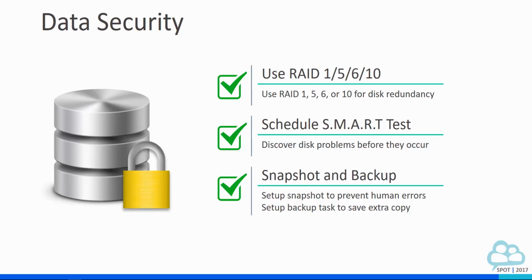I'll also show you how to schedule smart testing to make sure that your hard drive health is monitored. After that, we'll get into snapshotting and backing up your system. It's one thing to have hard drive redundancy, but a true backup should live off-site. That way, in the event of a primary site meltdown, you can always recover your data from a separate geographical location. Snapshotting is also a great way to roll back from human errors. Let's go into DSM and take a look at these functions.